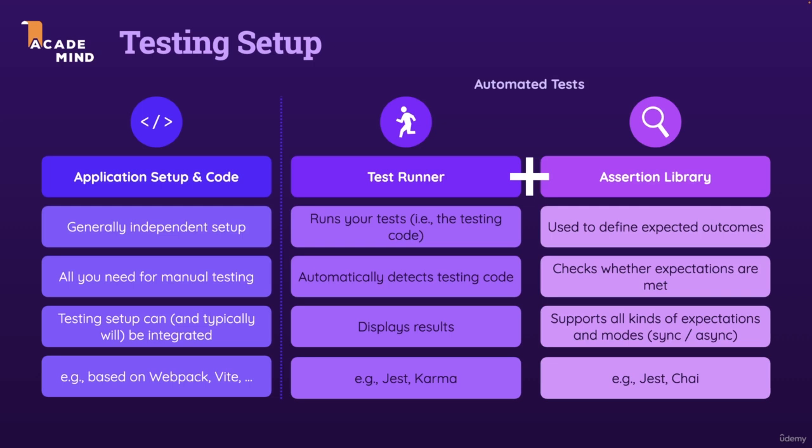In the next lectures, I will now walk you through an example project and an example setup, which also adds a test runner and an assertion library. And I will also explain why I'm actually not using Jest in this course, but instead a different tool, which in my opinion is even better and which is gaining a lot of traction lately.